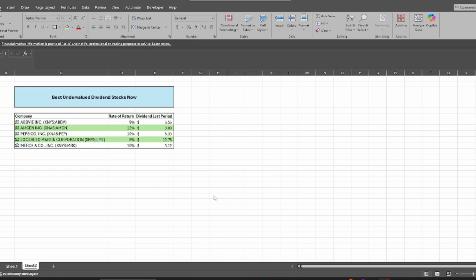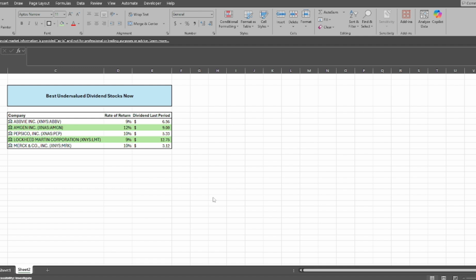Using this formula, I was able to create a list of a couple of the best companies that I saw in terms of rate of return and their dividend last period, and these are all undervalued companies according to the model that I just showed. So we have AbbVie first up, a very high dividend amount. Dividend last period was $6.56. The rate of return, while still being undervalued, was 9%. Then we have Amgen, rate of return was 12%, and the dividend last period was 9%. Definitely outlined this one as one of the best that I saw.